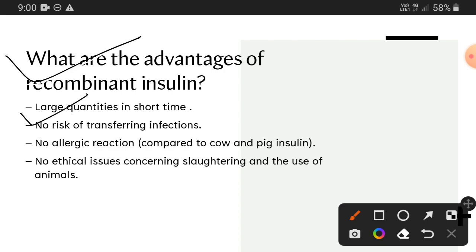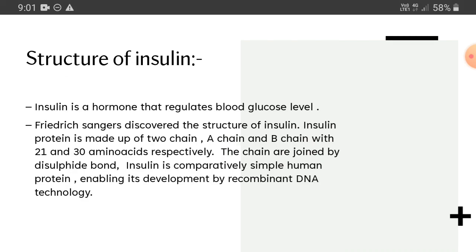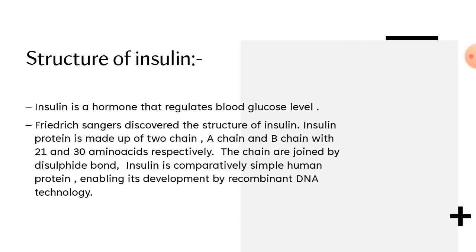Recombinant DNA technology helps us bypass all of those problems. First of all, there is no risk of transferring infection, no allergic reaction compared to cow and pig insulin, and no ethical issues concerning slaughtering and use of animals. And the most important thing is, it allows us to produce large quantities of insulin in a short time. As we are artificially synthesizing insulin, the structure of insulin must be very clear to us, right? Otherwise we cannot use any recombinant DNA technology tool to produce our desired product. We have to know what we are going to produce first, right?